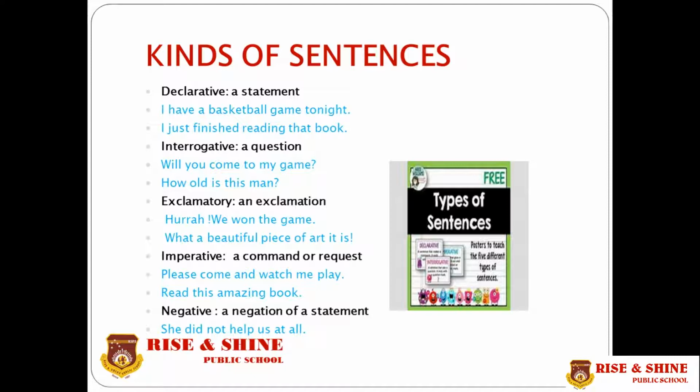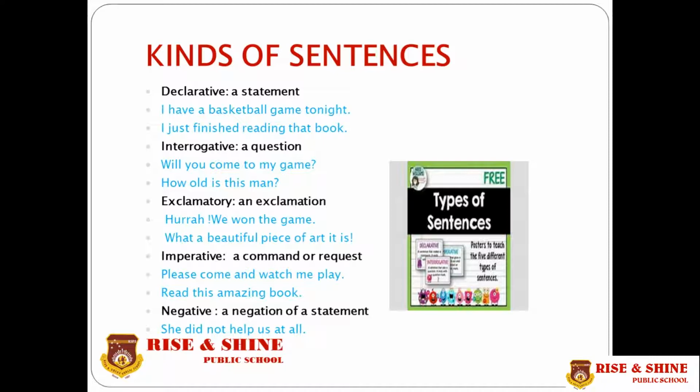The next kind of sentence is imperative, a command or request. In the imperative mood, a command, request, advice or suggestion is shown. "Please come and watch me play." "Read this amazing book." Or some advice is given: "Do not pluck the flower." "Do not tell a lie." The last kind of sentence is negative, a negation of a statement, showing that something is not done. "She did not help us at all." So these are the kinds of sentences which are discussed.